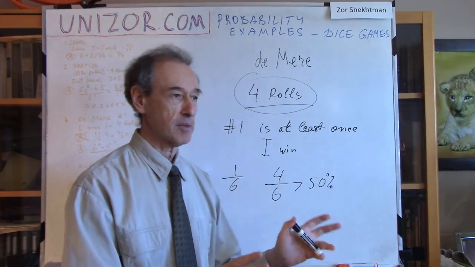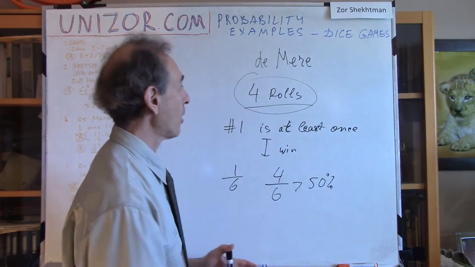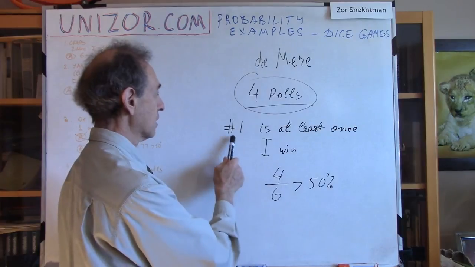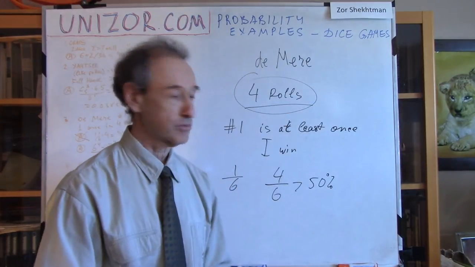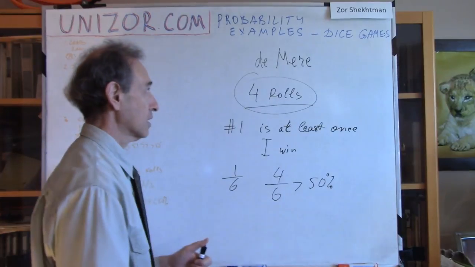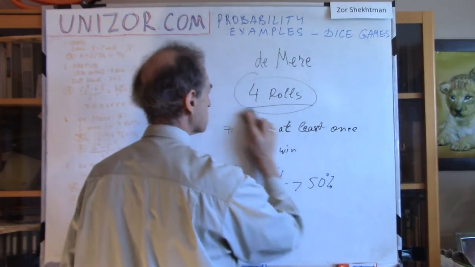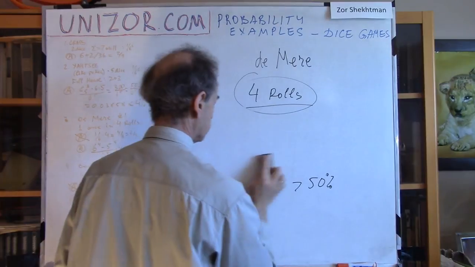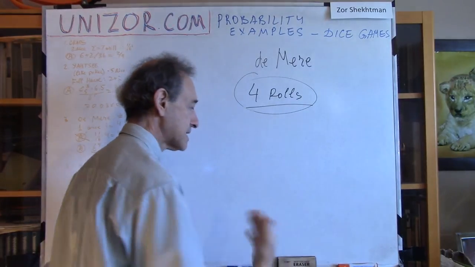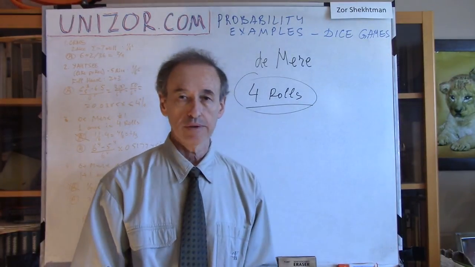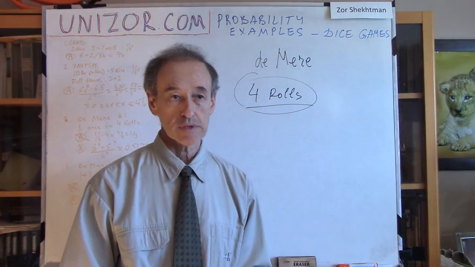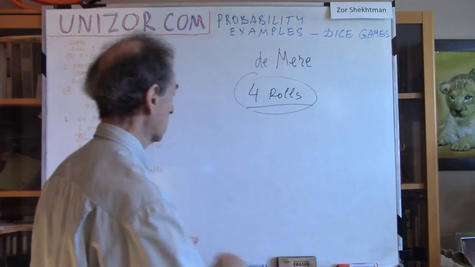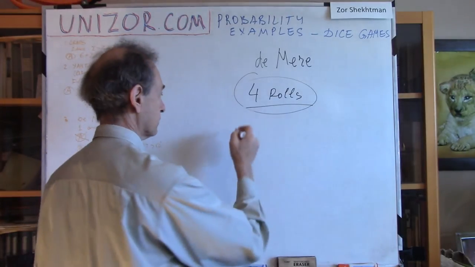Okay, so let's think about what's the right way to calculate the probability of having number 1 on top if you roll the dice 4 times. Okay, as usual, we have to start with the set of elementary events, right? So what's the set of elementary events when you are rolling dice 4 times? Well, it's a quartet, right? A quartet of numbers.